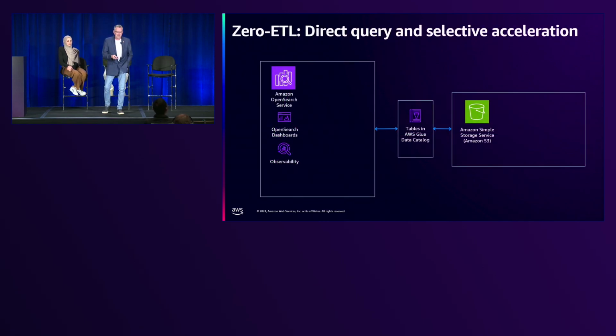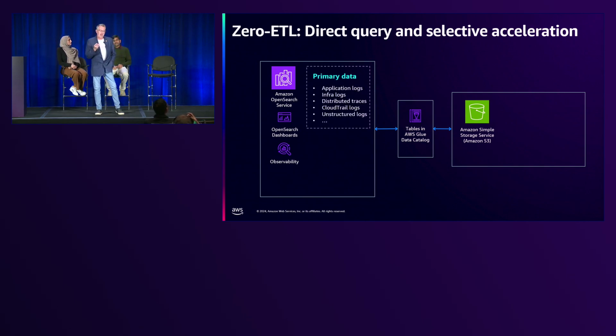Now, the way it works is that, with the Amazon OpenSearch Service, all your hot data goes into a hot tier, typically primarily your application logs and things that you want to get quick responses on.